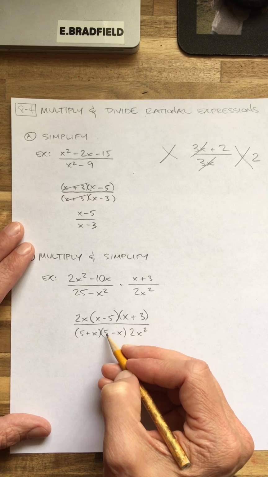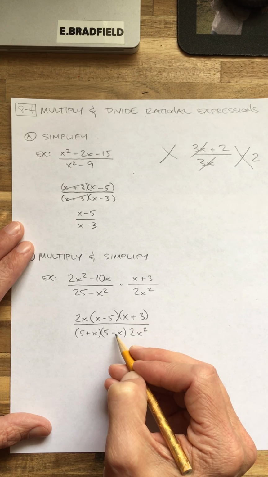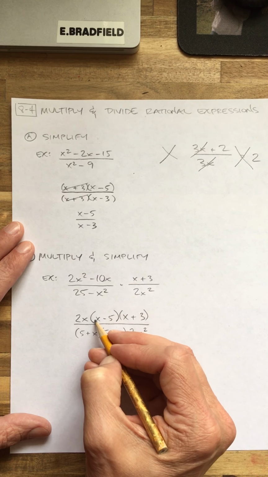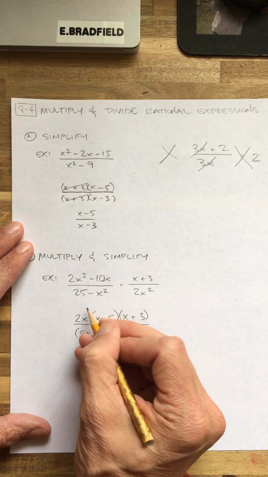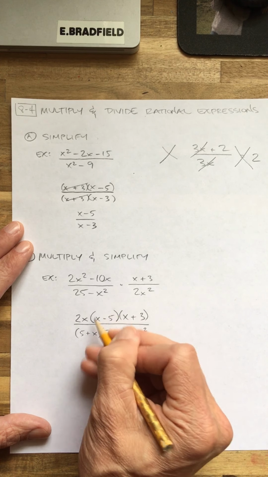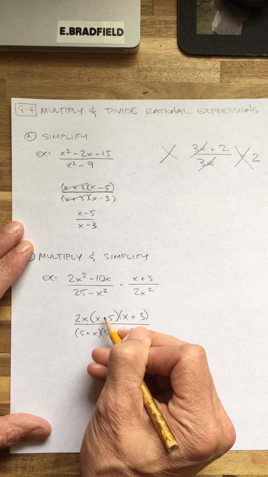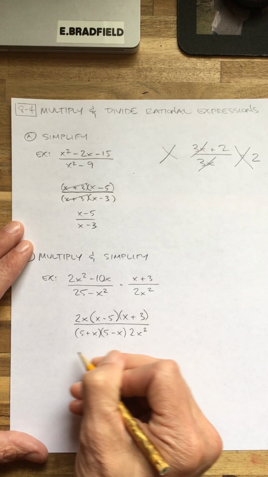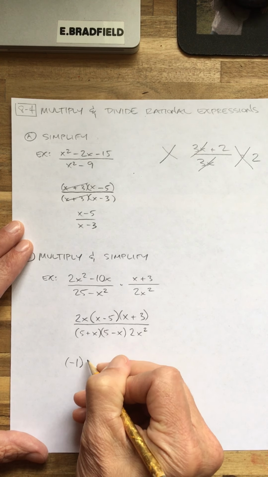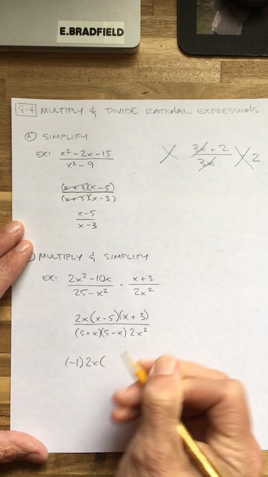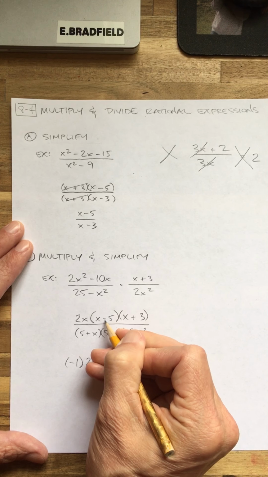Notice here the 5 is positive, here the x is negative. Here the x is positive and the 5 is negative. What if I factored out a negative 1 out of this? Watch what would happen. If I factor out a negative 1 out of here, I'll put that negative 1 there, times 2x times, what would this turn into now?